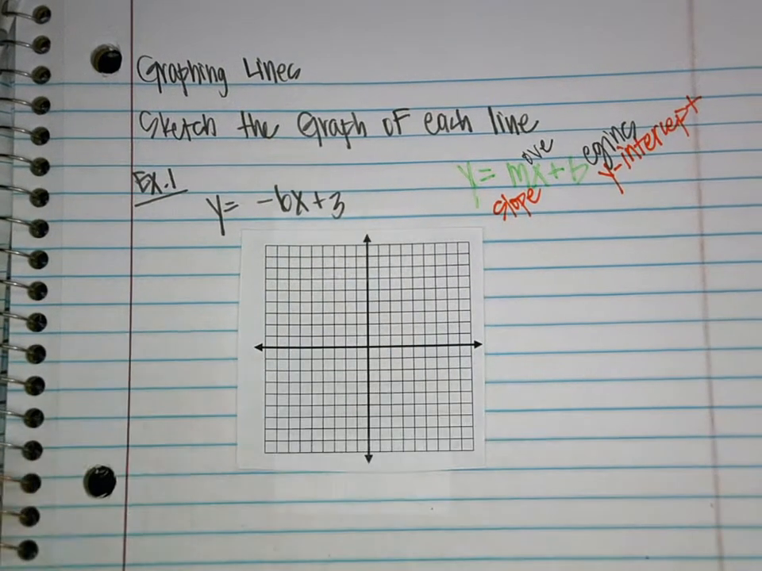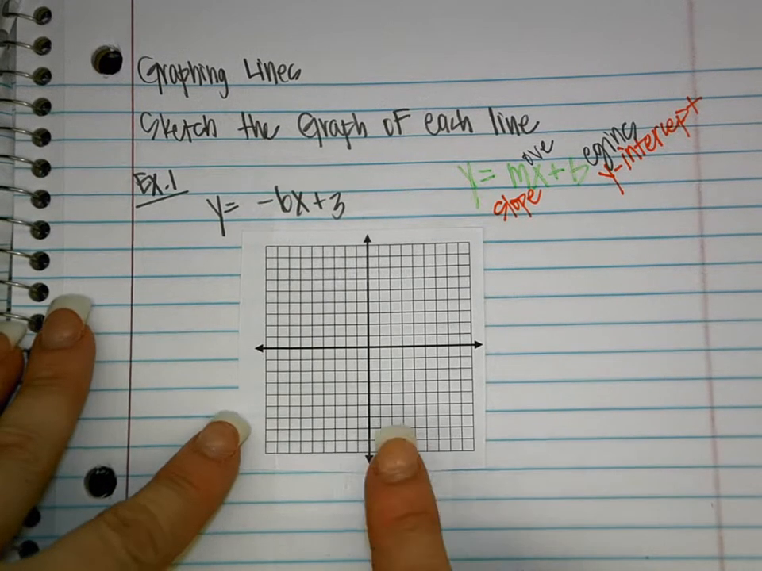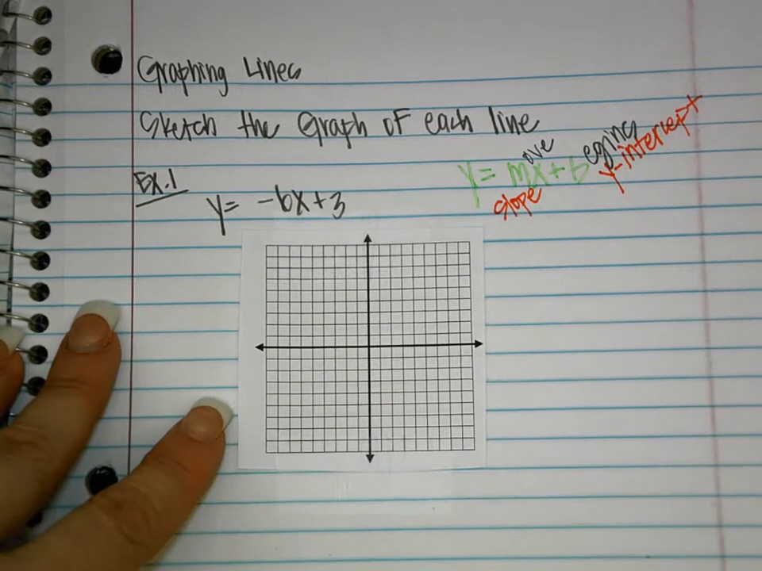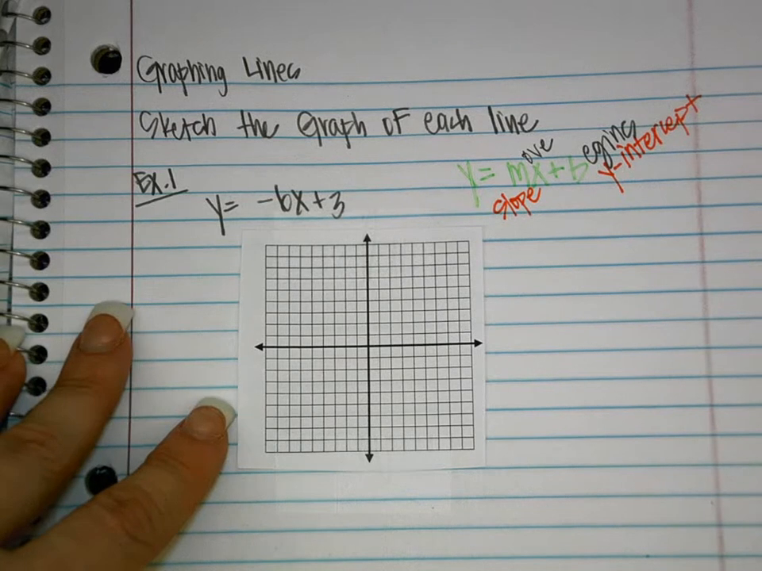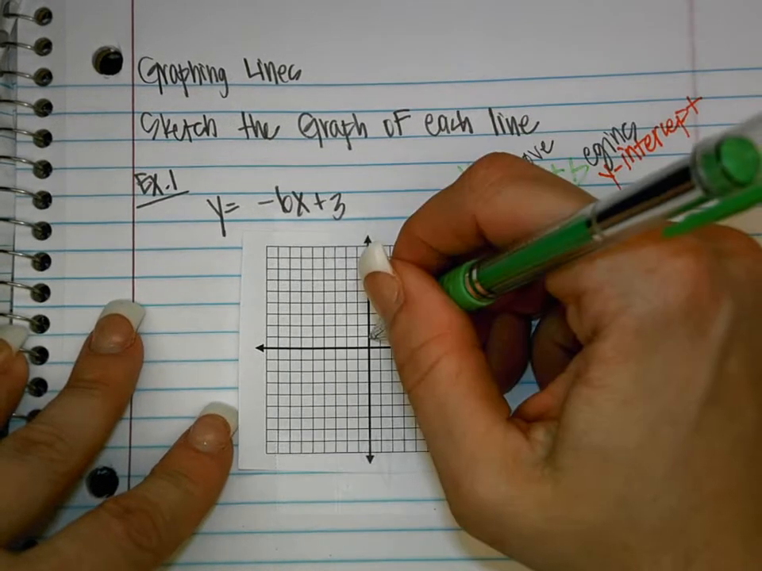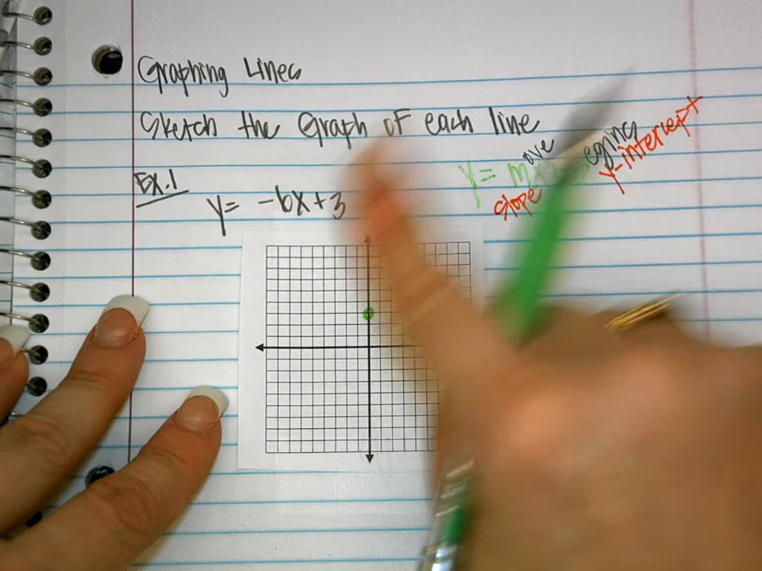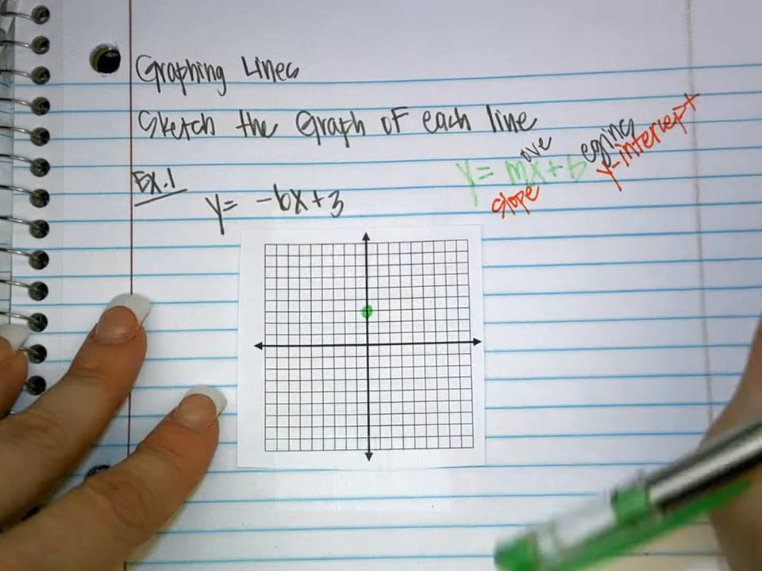So what would you say is the y-intercept of this equation? 3. So that means on the y-axis. Is that the up and down or the side to side? Up and down. So we're going to make our first point at 3. Up 1, 2, 3. Make a dot.